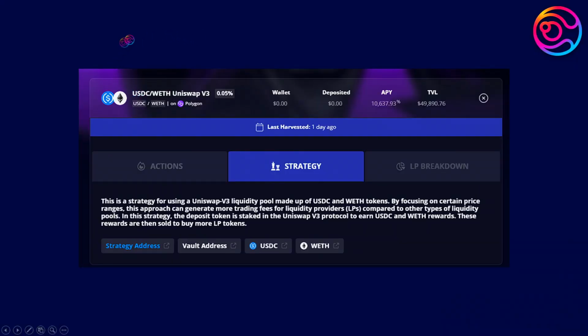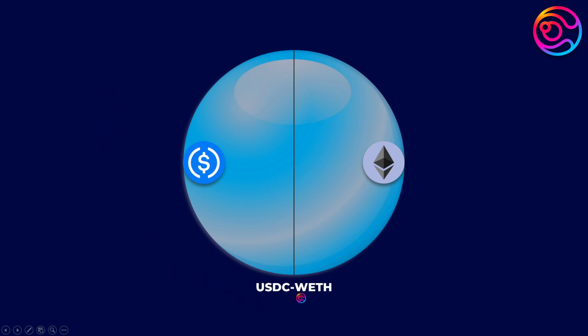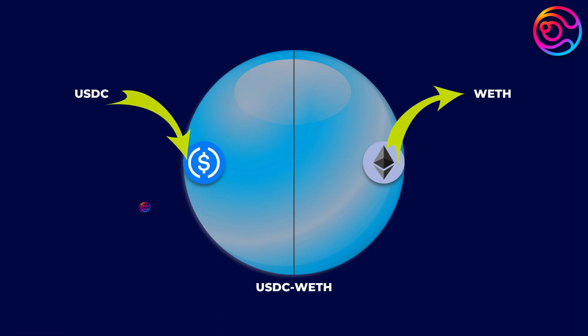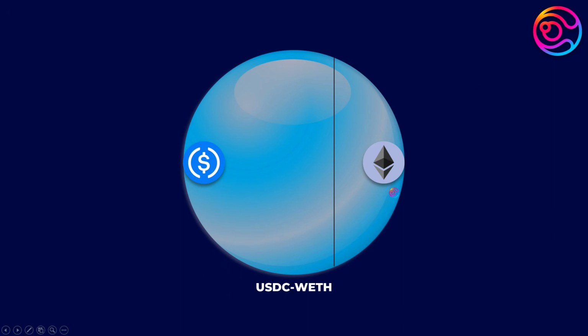Let's use a USDC WETH LP as an example to better illustrate the concept of Uniswap V3 impermanent loss. When you become a USDC WETH liquidity provider, you are literally providing your USDC and WETH to a pool for others to use to swap. So let's say I want to buy WETH from your pool. I would give you USDC in exchange for your WETH. This means that the amount of USDC in your pool will increase, and the amount of WETH in your pool will decrease.